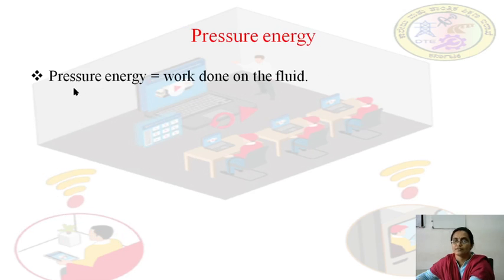Pressure energy. What is pressure energy? Pressure energy is the work done on the fluid. Now we are going to do a small derivation for how we obtain the different types of energies as stated in Bernoulli's theorem. What is work done? Work done is force into displacement. Work done on the fluid is force into displacement.